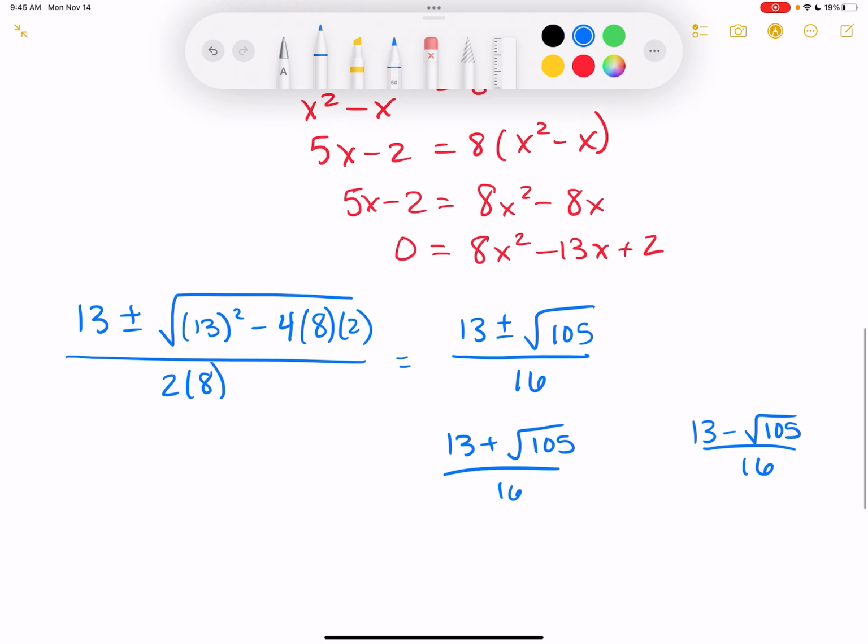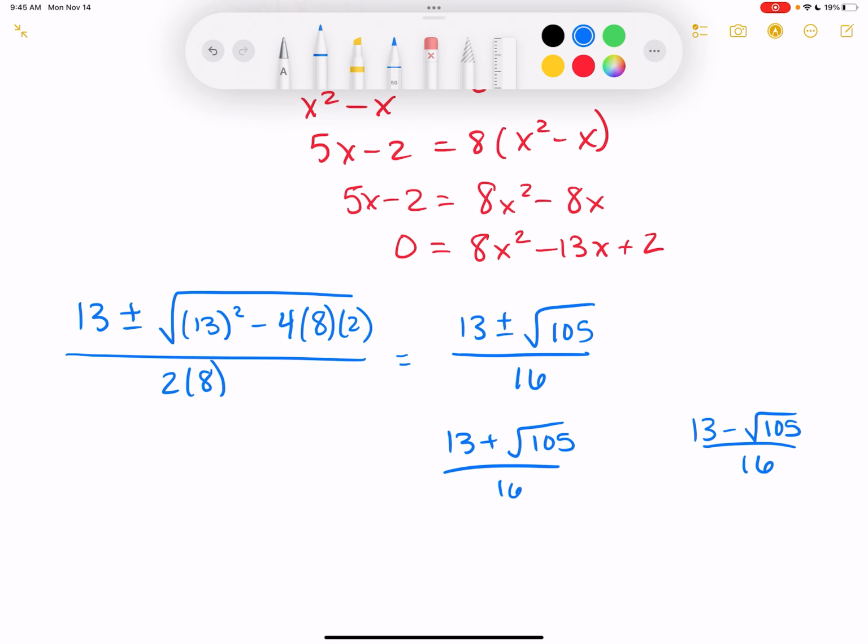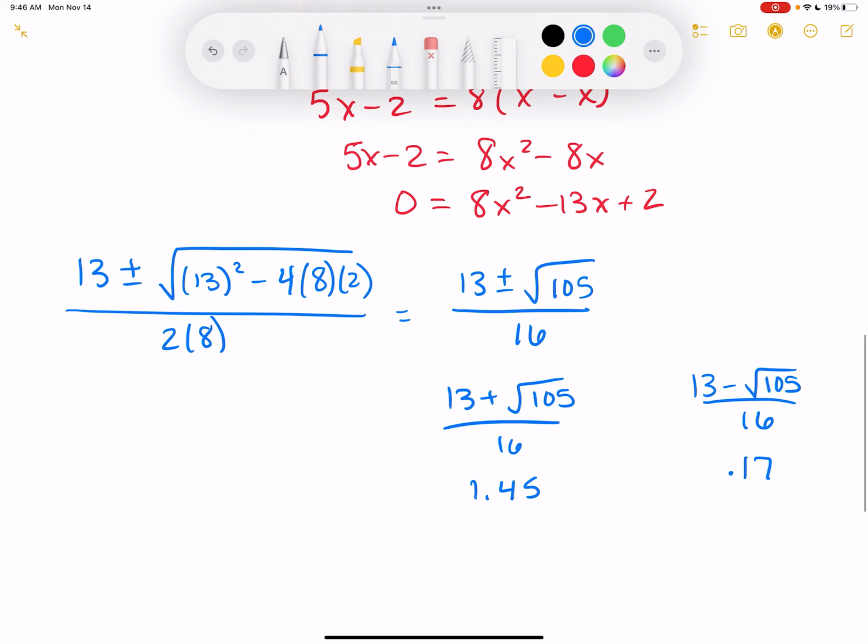Do we have either of them so far? Oh yeah, for 13 plus, it's 1.45. And then for the other one, it's 0.17. Okay. So then when we plug it in, we have 3 over 1.45 minus 1 plus 2 over 1.45 equals 8. And then 8.04 equals 8. And then the other one, 8.05, sorry. Okay.